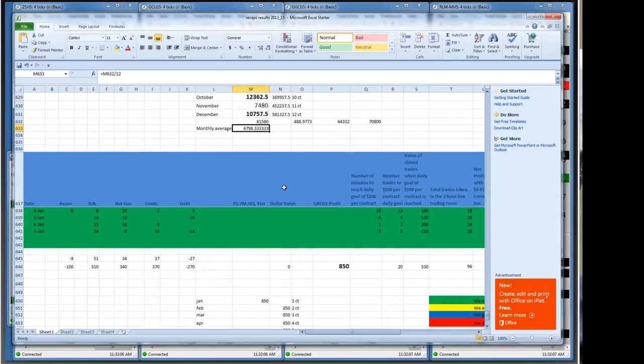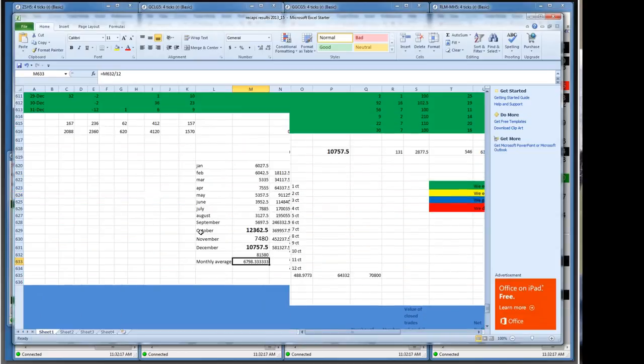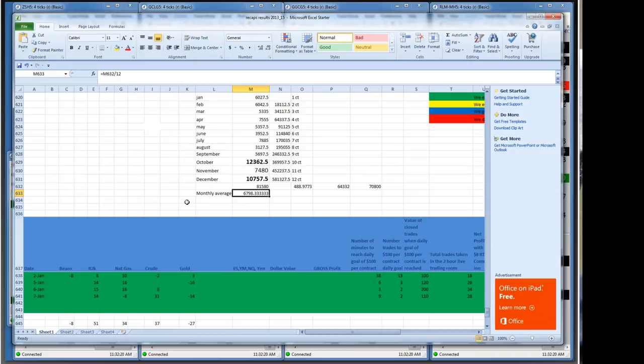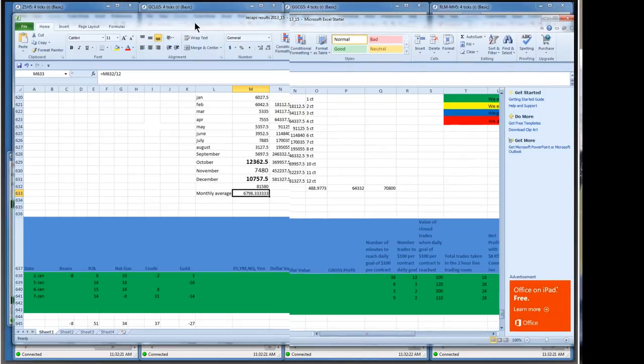Which market slowed me down this month so far? Gold. It slowed me down so far this month. But you know, we'll see by the end of the month. We'll see where we are.